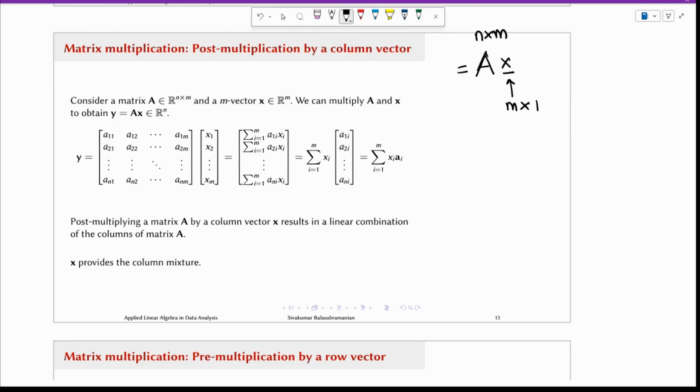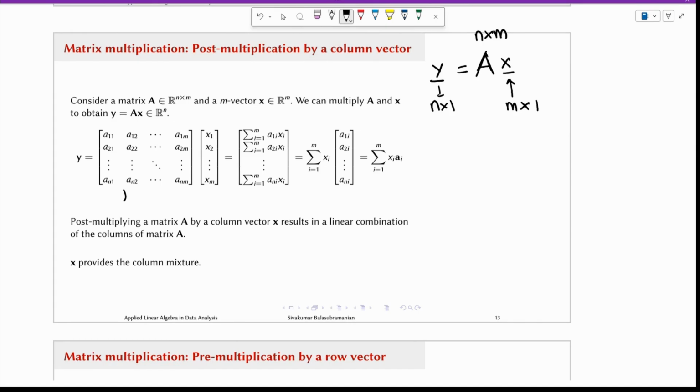Yes. Or an n cross 1 matrix, a column vector. You will get Y, and the shape of Y will be n cross 1. Right? So the first thing to remember is that if you have a matrix and you post multiply it by a column vector, you will get a column vector. Now let's see what the column vector is.